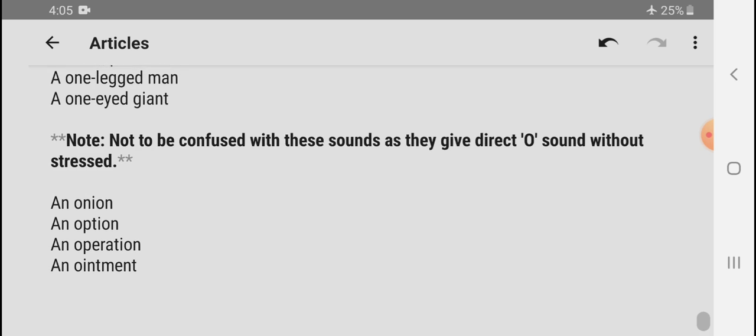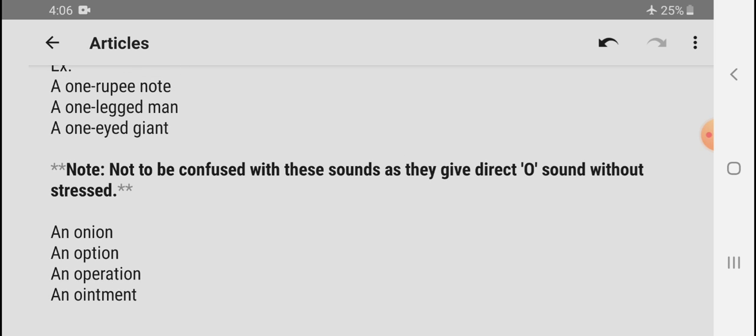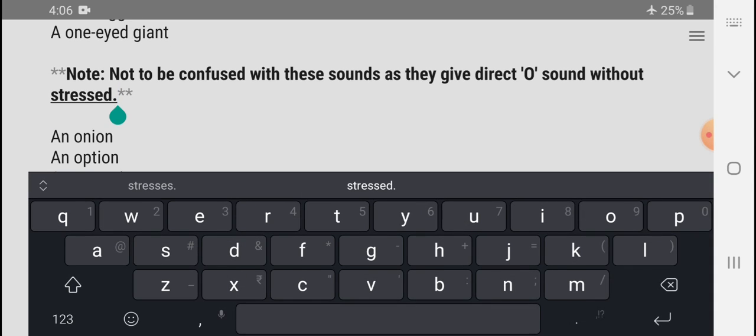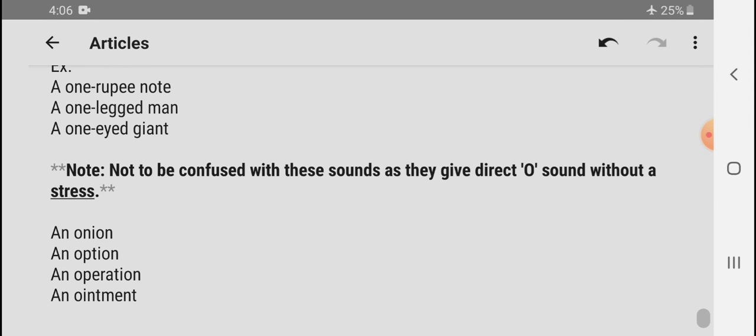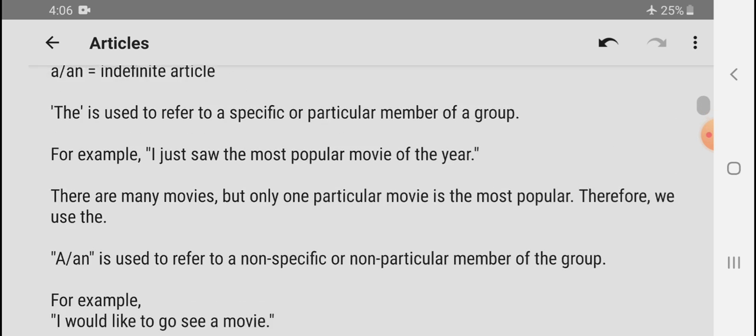Under the note you can see, not to be confused with these sounds, as they give you a direct O sound without stress. In here you can see onion, option, operation, ointment. In these words you can see that the sound of O is very short-lived. It is not stressed. The O is very short-lived. Again, when you see a word that starts with O, you need to remember these rules and judge inside your brain before you use the article. Okay, that's pretty much it for this class.